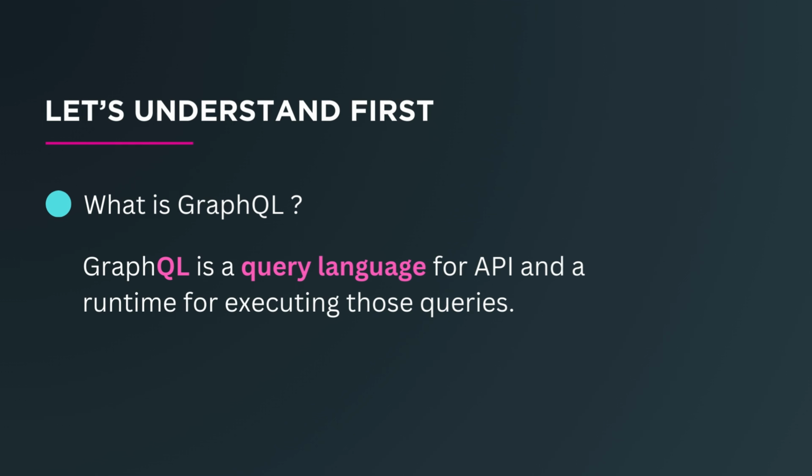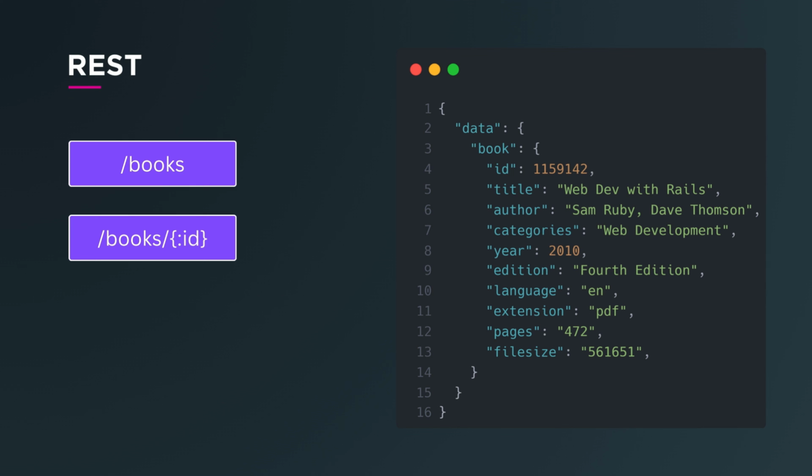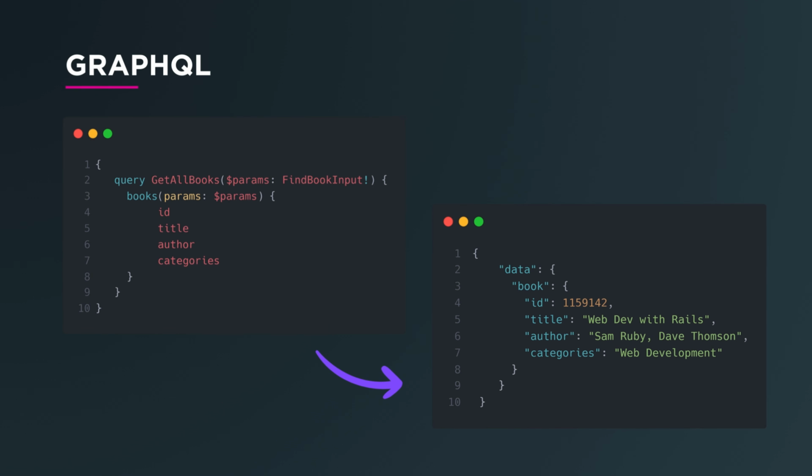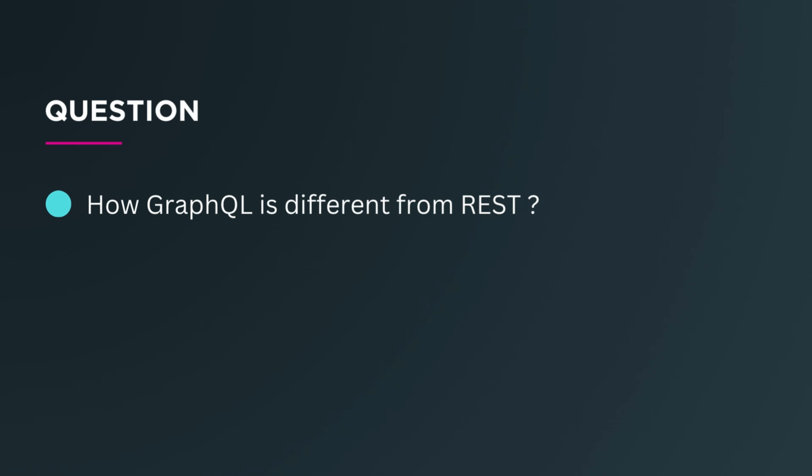GraphQL is a query language for API and a runtime for executing those queries. Unlike REST, where we typically have fixed endpoints returning fixed data structures, GraphQL allows clients to request only the data they need, in the shape they need it, all in a single request. Now let's understand how GraphQL is different from REST.